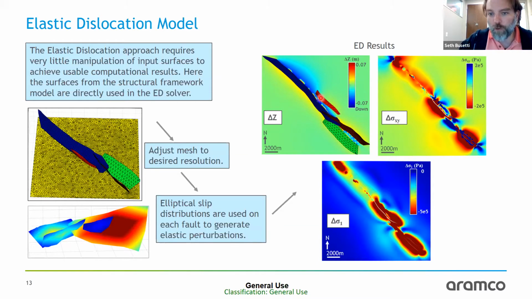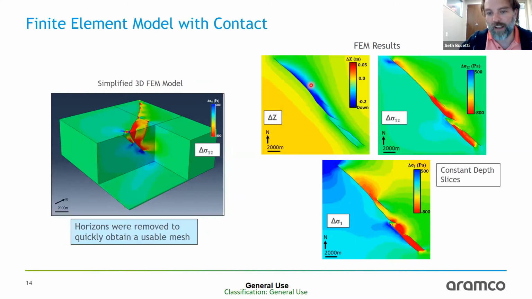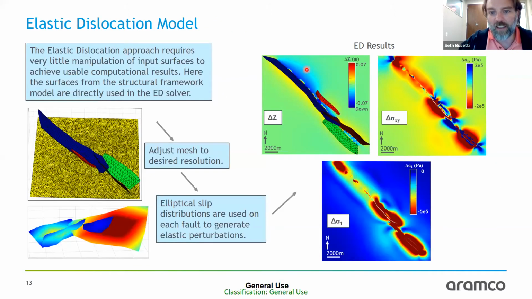But when we do these results and the model results, we're going to look and say, am I getting the general answers I'm looking for? Am I getting the offsets correct? Is the right side of the fault going up or down?